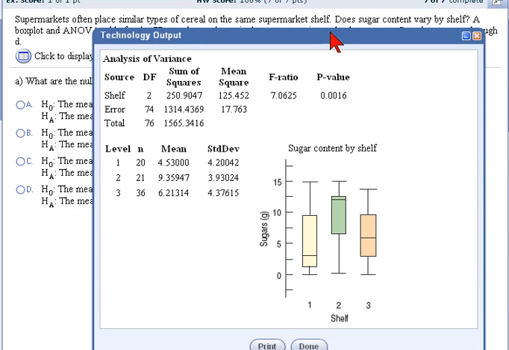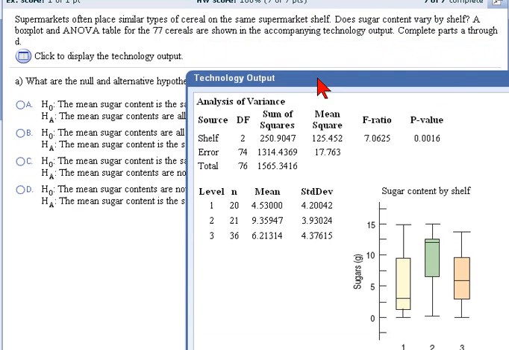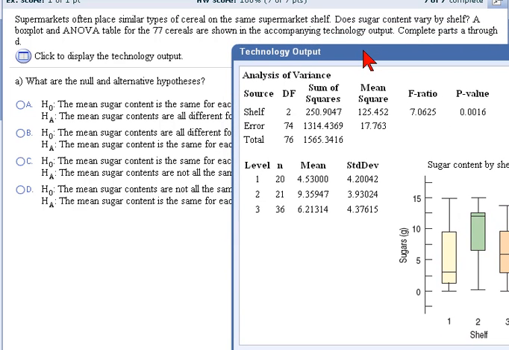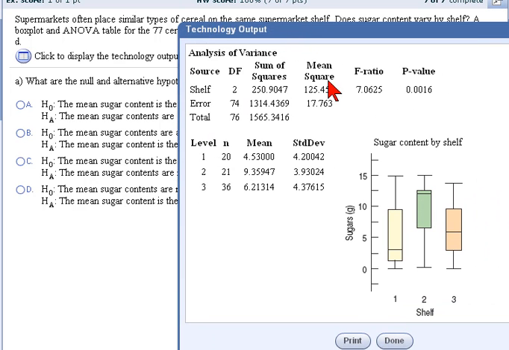Oh, that's very exciting. Okay, so we've got our p-value. Remember, a small p-value indicates that we should reject the null hypothesis. How many shelves do we have? We have 3 shelves, so the degrees of freedom for the treatment, which is shelf, is 3 minus 1, which is 2, and then there were 77 minus 3, or 74 degrees of freedom for the error, and we've got our F ratio. It does appear that they have equal variance, so we can go ahead and think that this is okay.